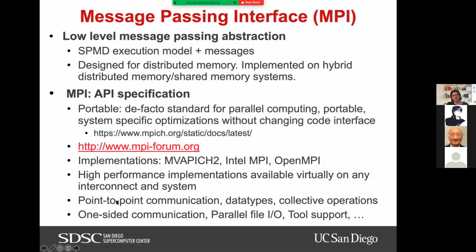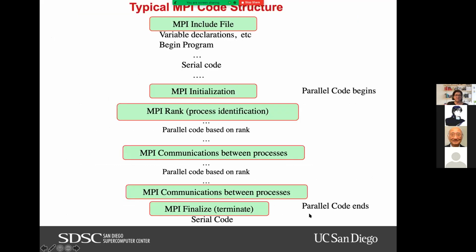Each node or core can be set up to talk to another specific node or core. So you have granularity down at the microcontroller level, or you can do a global communication where one node or core can talk to all the others, and some mixing of that in between. We'll do an overview of communication and the different data types and these collective operations. And we can have one-sided communication, parallel file IO, and other tools to support these activities.